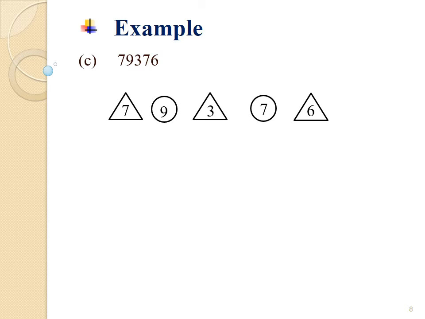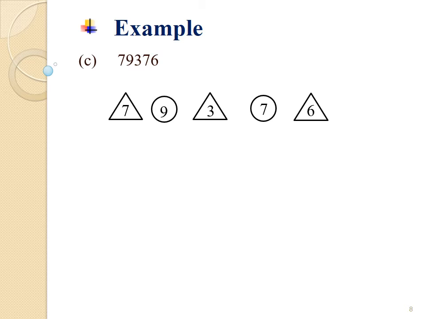Students, look at this number. I have drawn two shapes, namely a triangle and a circle. The triangle indicates odd places and the circle indicates even places. So, now let us check whether 79,376 is divisible by 11 or not by following all the three steps.